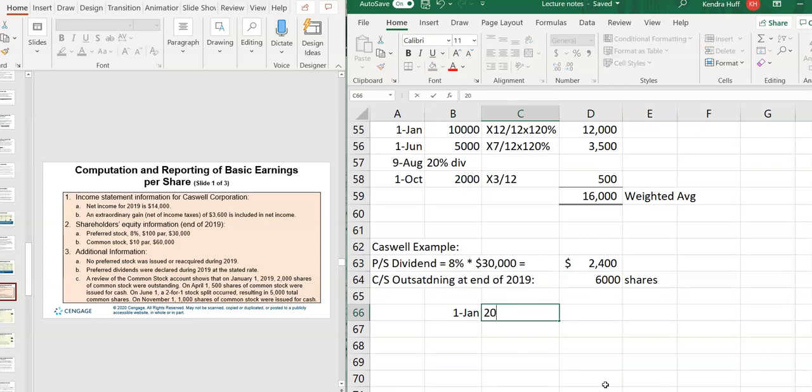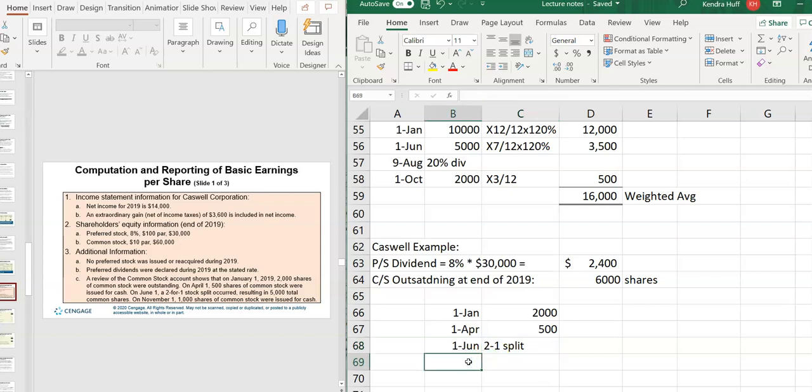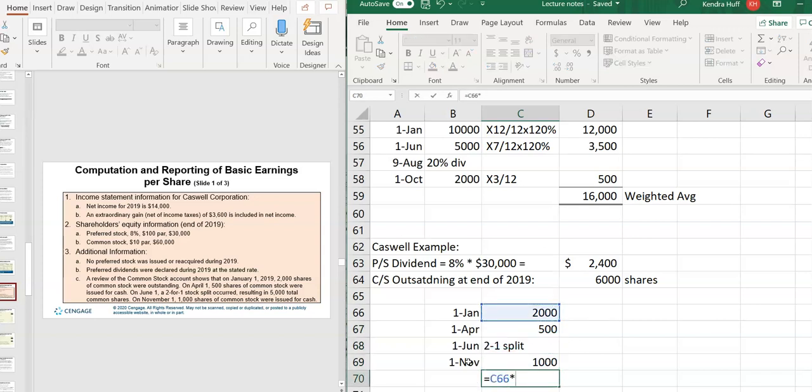So at January 1st, we had 2,000 shares. On April 1st, 500 shares of common stock were issued for cash. On June 1st, we had a 2-for-1 split, resulting in 5,000 total because we had 2,500. So that's going to double to 5,000. And then on November 1st, another 1,000 shares were issued. All right, so my total here is actually going to be 2,000 times 2 because I split. Oh, shoot. 2,000 times 2 plus the 500 times 2 and then plus the 1,000. Okay, so that's the 6,000 I have outstanding right now.